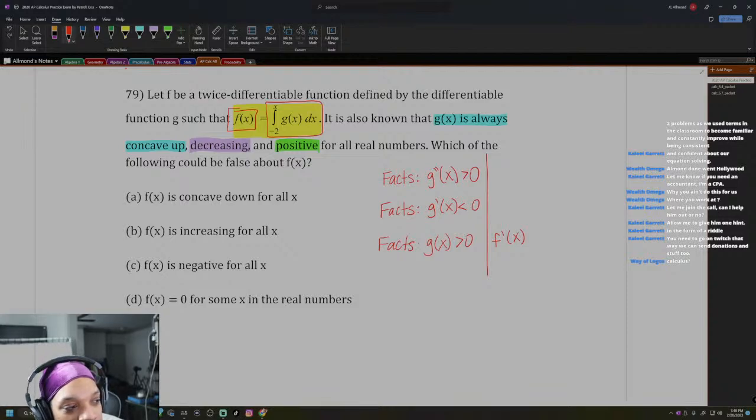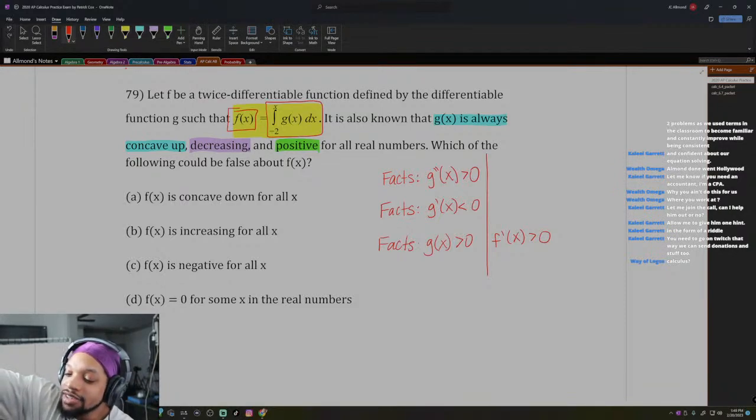Okay. f prime of x is positive because g of x is positive. What can that tell us about f if f prime of x is positive? That means, wait, is it increasing? Yes. f of x is increasing if its derivative is positive. Is that an answer choice? Yes. Okay, remember, that one is true, and we're trying to figure out the one that could not be true. So it can't be B.